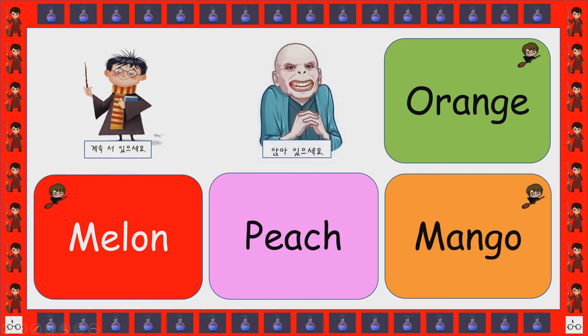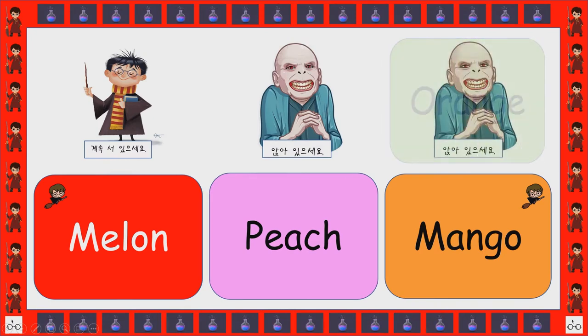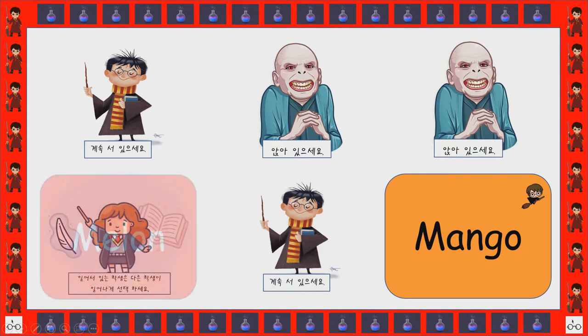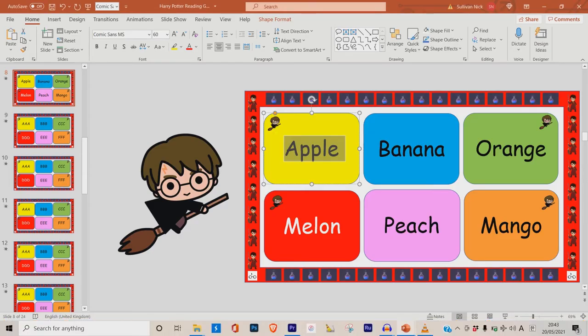So there you go. Voldemort, you've got to sit down. Another Voldemort there. Harry Potter there, continue standing. And choose another student to stand up again. Yeah, Hermione Granger, choose another student to stand up again. Okay, so that is the game.